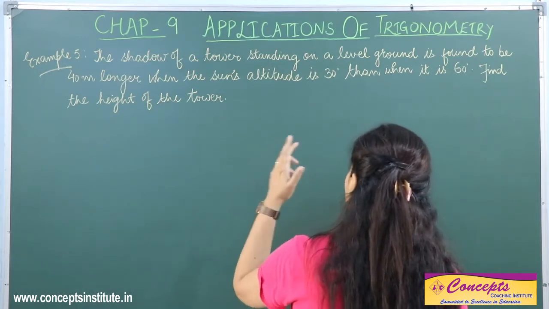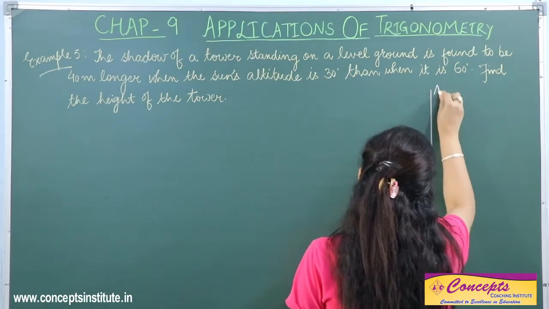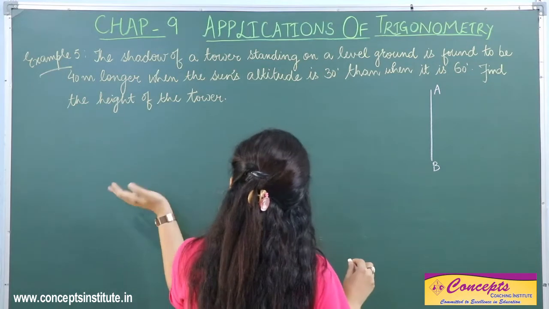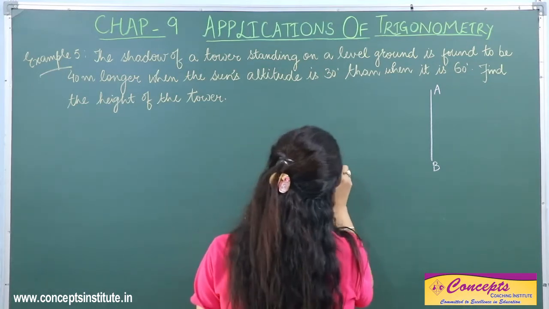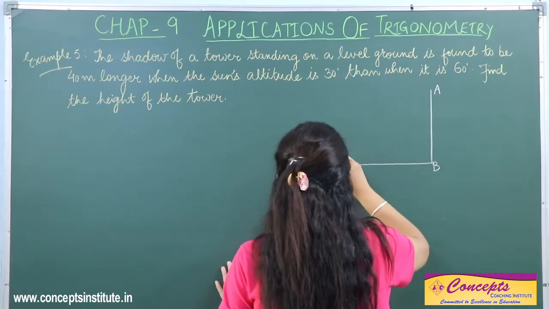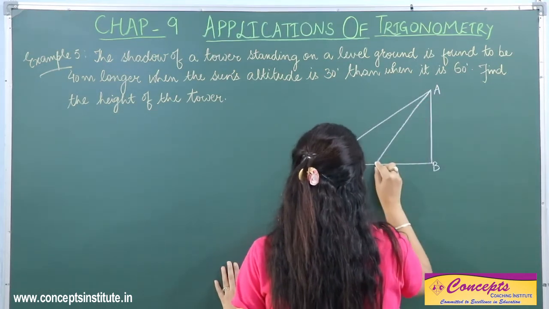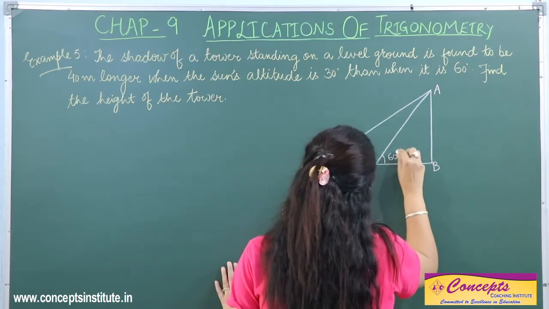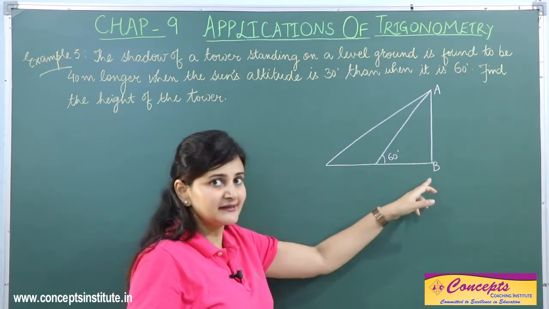The shadow of a tower standing on a level ground. So let's just make a tower AB. The shadow is found to be 40 meters longer when the sun's altitude is 30 degree. So I am going to make the shadow and we are going to take two angles, 30 degree and 60 degree. So let's say this angle is 60 degree. Of course this would be 60 degree because this is nearer to the 90 degree angle.